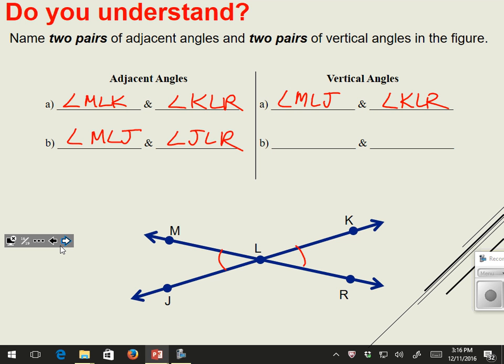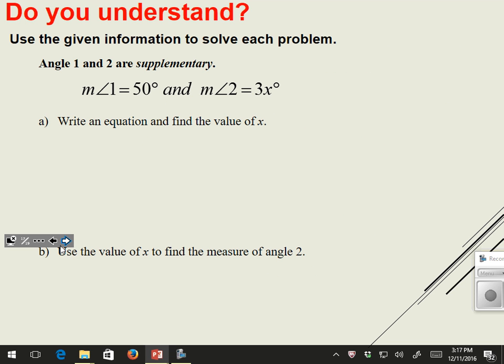Is that the only pair of vertical angles that I see? The answer to that is no. Look at it. This angle and this angle are also vertical angles. So angle MLK and angle JLR are vertical angles. Okay. Hope you guys understood this part. Let's look at the next slide.